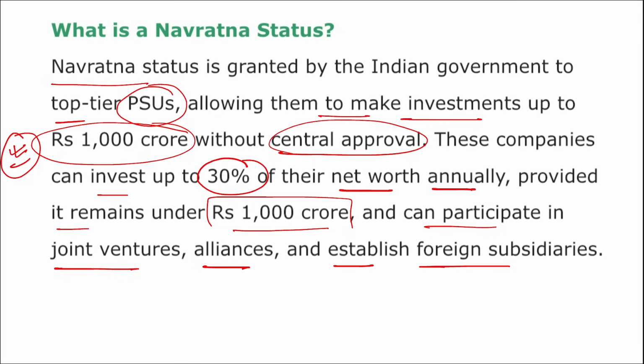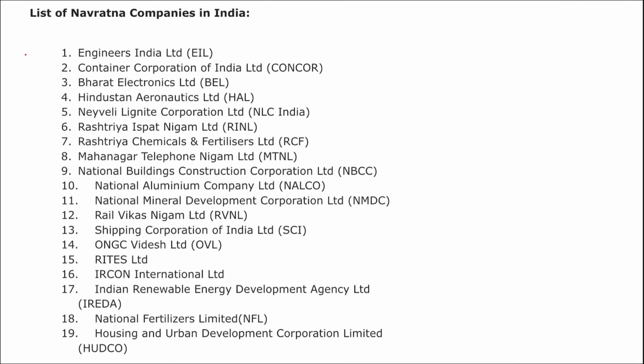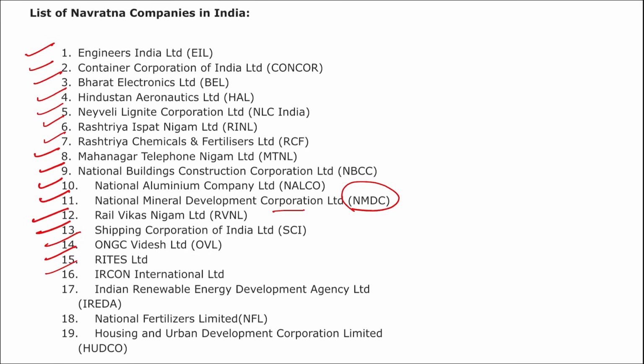A of the CPSC. Apart from this, these are some of the companies: Engineers India Limited, Container Corporation of India, Bharat Electronics Limited, Neyveli Lignite Corporation, Rashtriya Ispat Nigam Limited, Rashtriya Chemical Fertilizers Limited, Mahanagar Telephone Nigam Limited, National Building Construction Corporation, National Aluminium Company, that is NALCO, National Mineral Development Corporation NMDC, Rail Vikas Nigam Limited, Shipping Corporation of India, ONGC Videsh Limited, RITES, Ircon International, IREDA, National Fertilizers Limited, and HUDCO, and these two have been recently granted with this status. Correct?